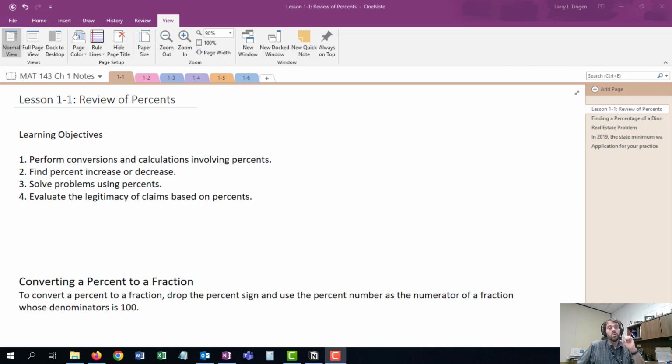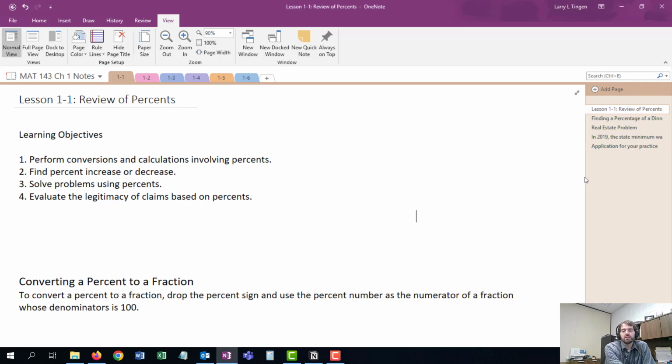We're going to start working through our Math 143 lessons. And we're going to start out with Lesson 1-1, the review of percents. So at the top of the screen, you can see where we have our learning objectives listed out. We're going to be able to convert between percents, decimals, and fractions, deal with percent increase and decrease, solve some problems using the percent, and then evaluate legitimacy claims based on percent.